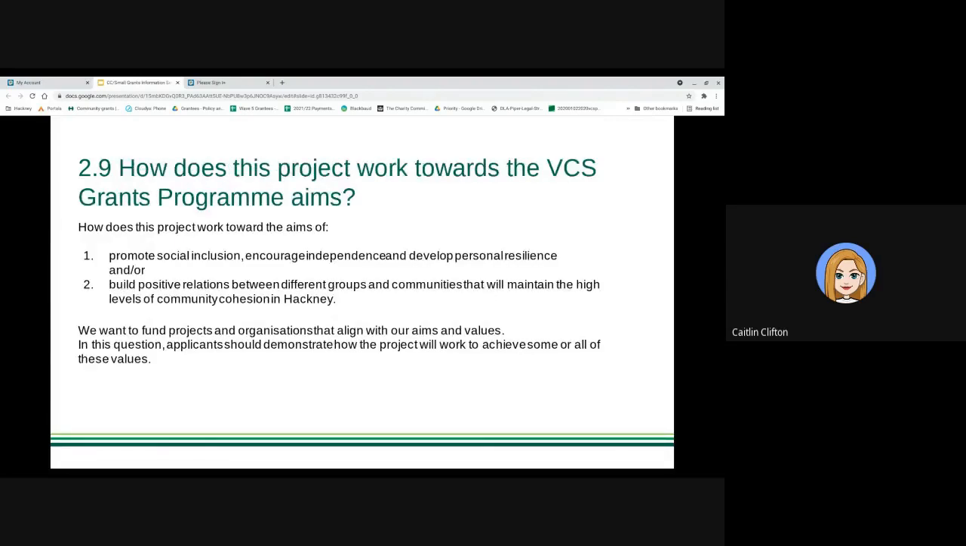So the next section that we want to speak to is another key section, and that's how this project works towards those grant program aims that we've already spoken about. This is an essential criteria to be successful. You have to link your project to these aims. Essentially, we want to fund projects that align with our aims and values. We want you to tell us how your project aligns with those. And in this question, you should demonstrate how the project will work to do this.